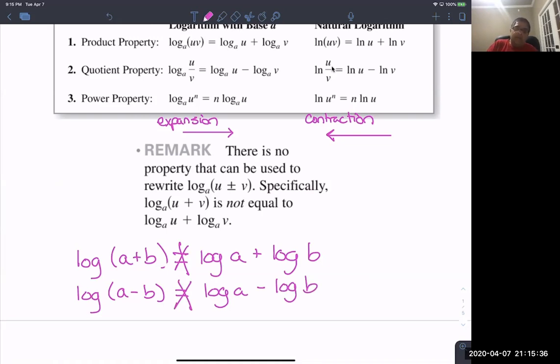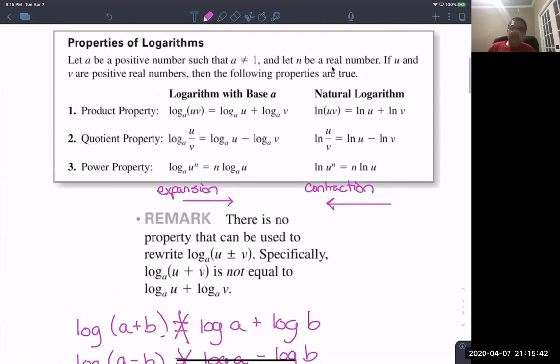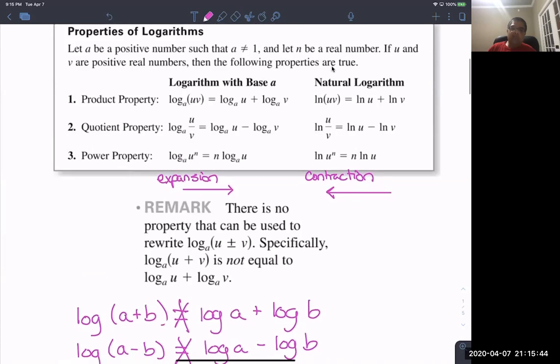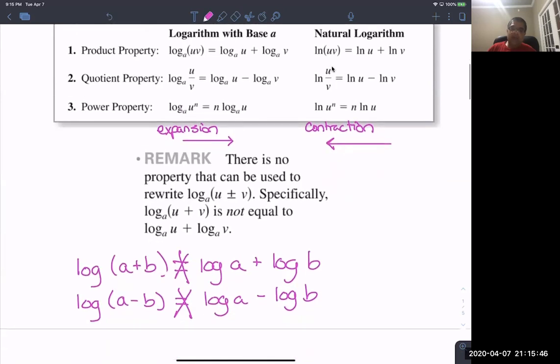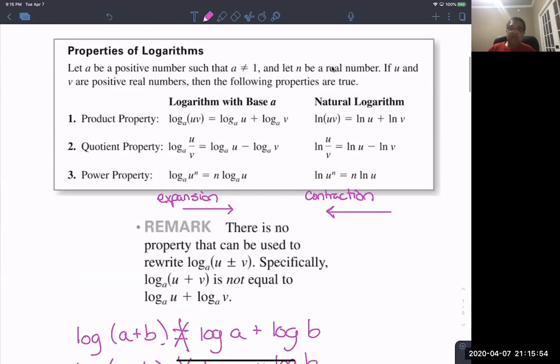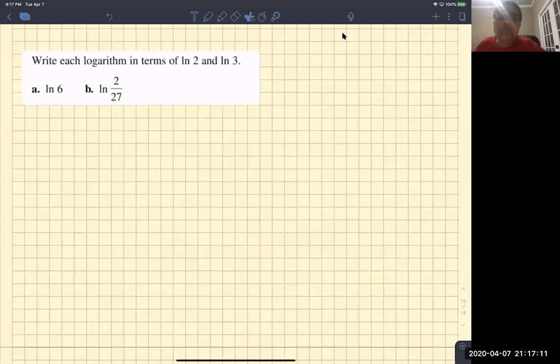So you can't expand or contract addition and subtraction of logs like this, but you can expand a product, a quotient, and an exponent. And it is key to remember these things, that addition and subtraction cannot be expanded or contracted, but multiplication, division, and exponents can be. All right, so let's look at a couple of problems.